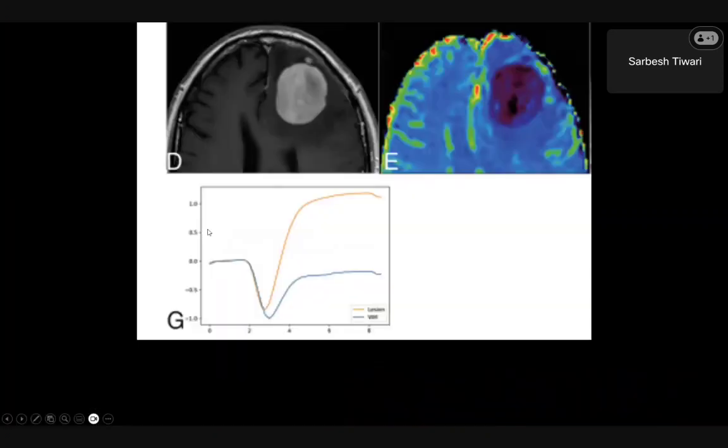So whenever you have doubt, you can do a spectroscopy, and when you do an ROI, you can get this kind of time signal intensity curve. And this is because of T1 effect. Whenever you give contrast, the T2 star effect predominates. In case of lymphoma, a lot of contrast seeps into the interstitial space, and the T1 effect takes the upper hand over the T2 star effect. So rather than dipping down, it overshoots. This is the characteristic of lymphoma, which can help you in diagnosis.